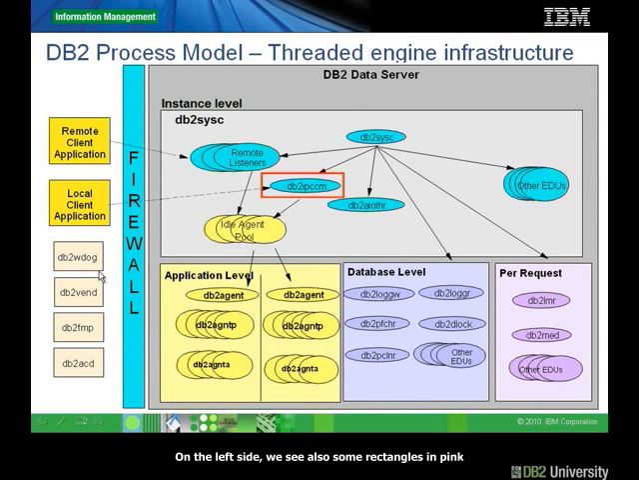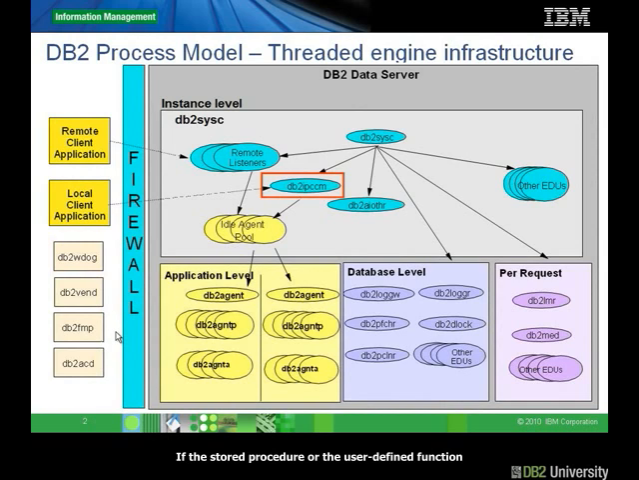On the left side, we see also some rectangles in pink. The DB2WDog or DB2 Watchdog, DB2 VEND, DB2 FMP, and DB2 ACD. These are other processes, not threads, and they are described also in the book. For example, DB2 FMP is useful because it separates the DB2 engine code and address space from other code used for stored procedures and user-defined functions.